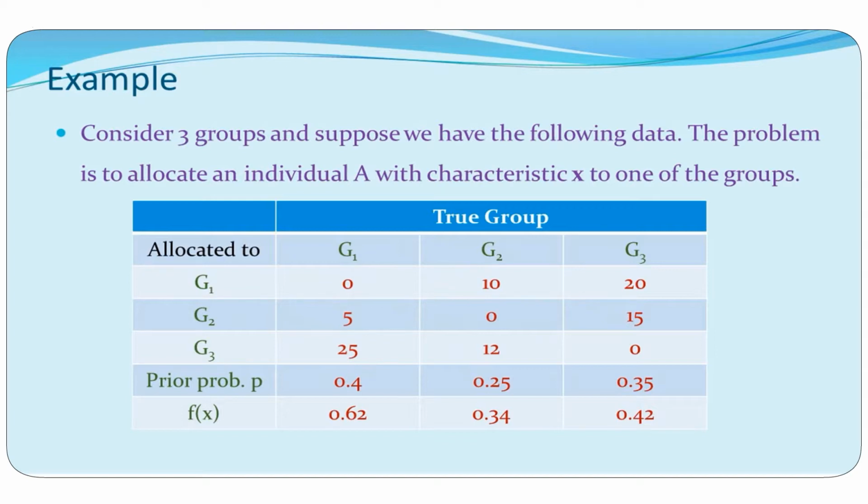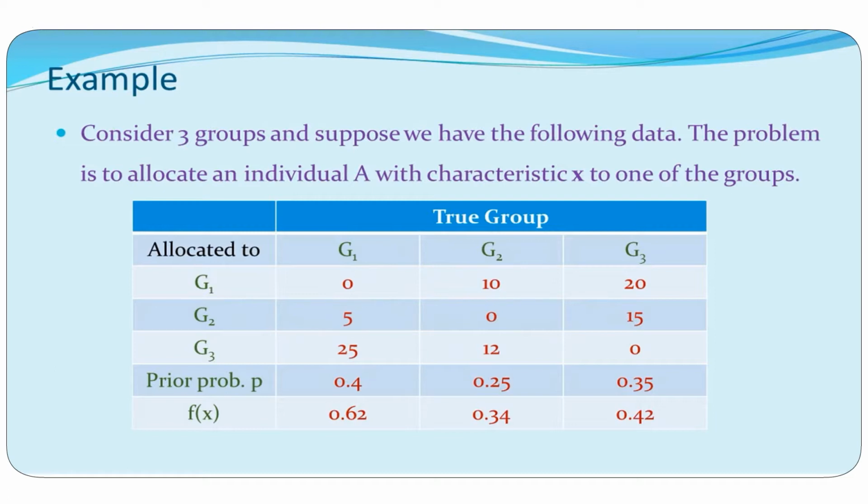Then we have the prior probabilities for each of the groups. So an individual coming from the first group has a chance of 0.4. The probability of an individual coming from the second group is 0.25 and from the third is 0.35, and you can see that this sums up to 1.